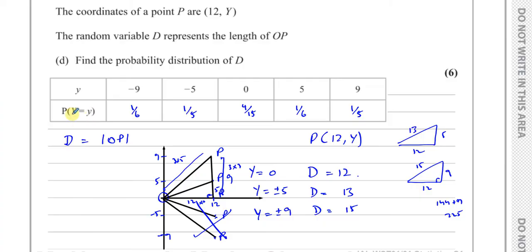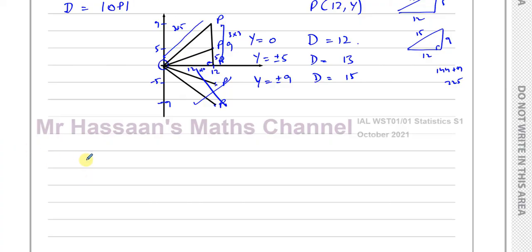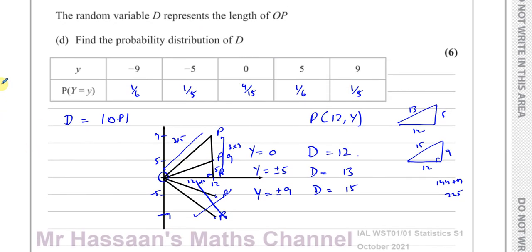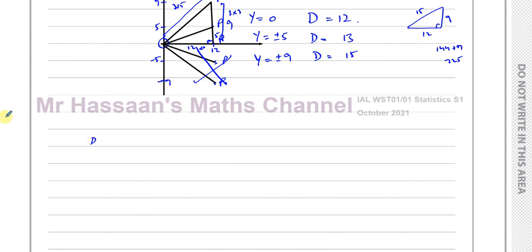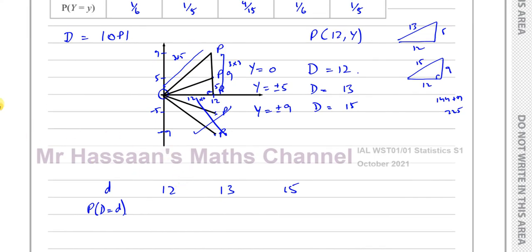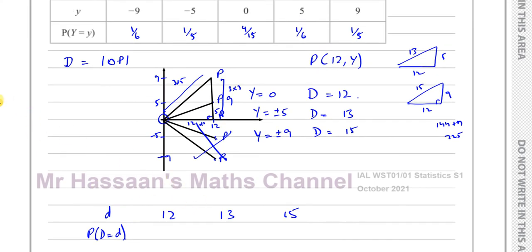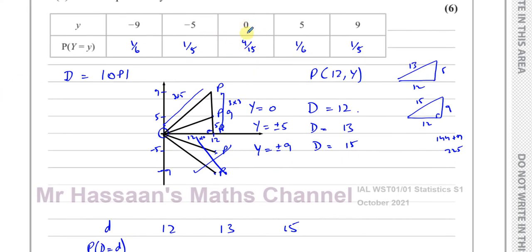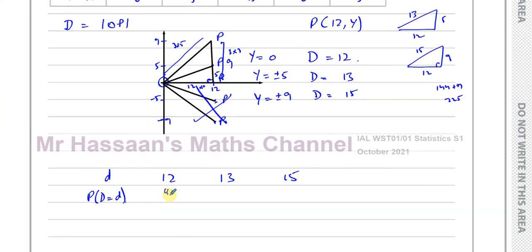So we've got to find the probability of each of those. So let's now make our table. So we have D, let's call it small d, and we have the probability that D equals d. And we know that D values can be either 12 or 13 or 15. Now, what's the probability that D is going to be 12? Well, that's when y is 0, which is 4/15.